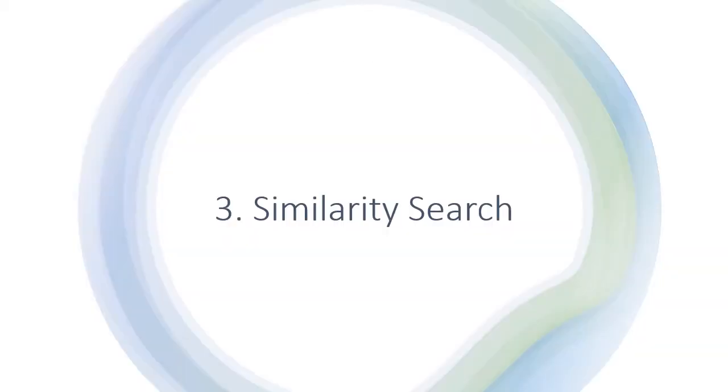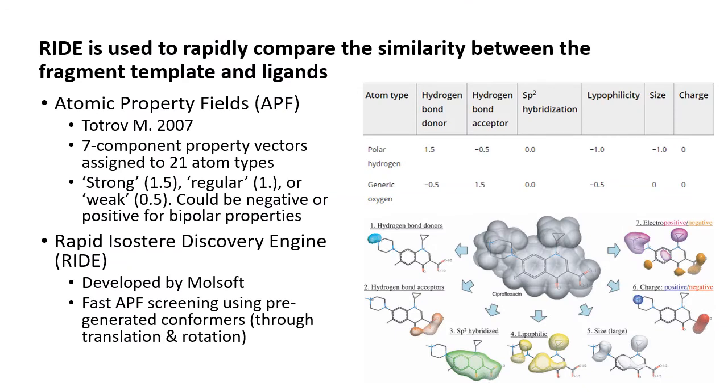The third and final step is to perform a similarity search to look for ligands similar in structure to the fragment template. To do so, I used Rapid Isosteer Discovery Engine, RIDE, developed by Molsoft. This is a 3D molecular similarity search method based on atomic property fields, APF, with the additional prerequisite of generating the different 3D conformers of each ligand through translation and rotation.